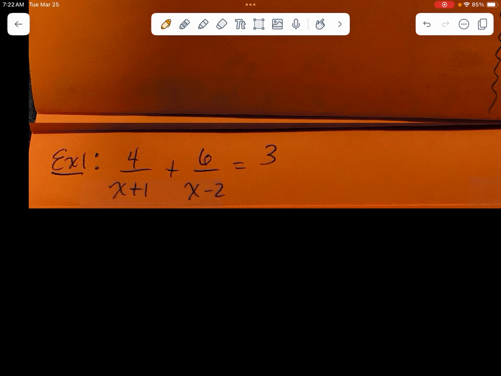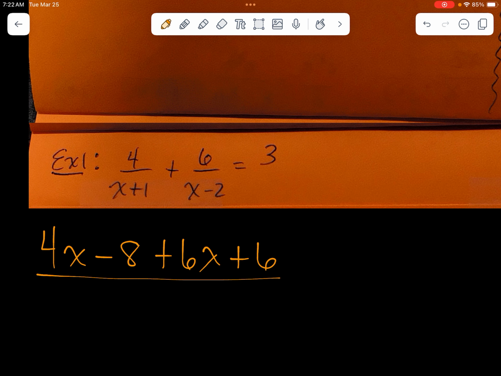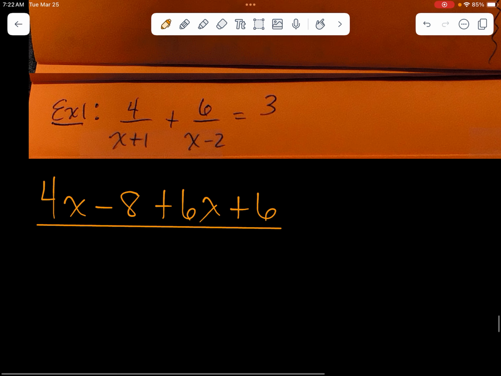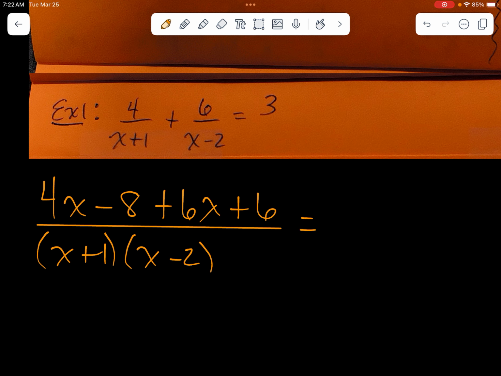So the first thing we want to do is cross distribute. So I am going to cross distribute this 4 times the x minus 2. So 4 times x is 4x, and then 4 times negative 2 is negative 8. And then we are going to cross distribute the 6. So 6 times x is positive 6x, and then 6 times 1 is positive 6. That's going to be the numerator on the left side here. And then to get our common denominator, we just multiply these two, the x plus 1 times x minus 2. And that's all equal to 3, and we can say that's 3 over 1.